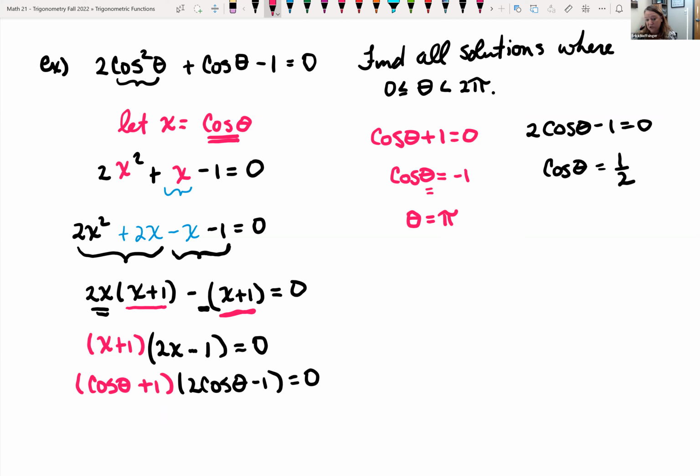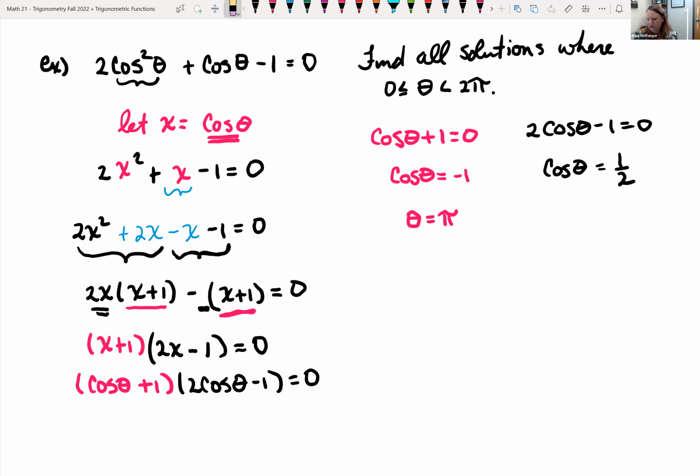If it wanted all solutions, I would put the plus 2 pi k there, but it's just wanting the solutions between 0 and 2 pi. There's no other angle that would give us cosine of that angle -1 between 0 and 2 pi. So we're good there.